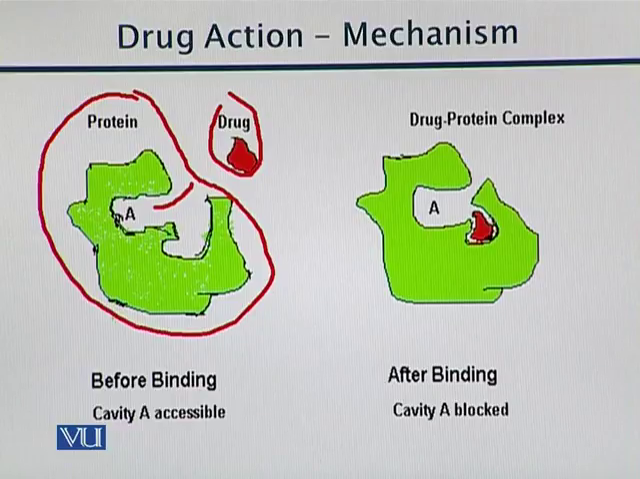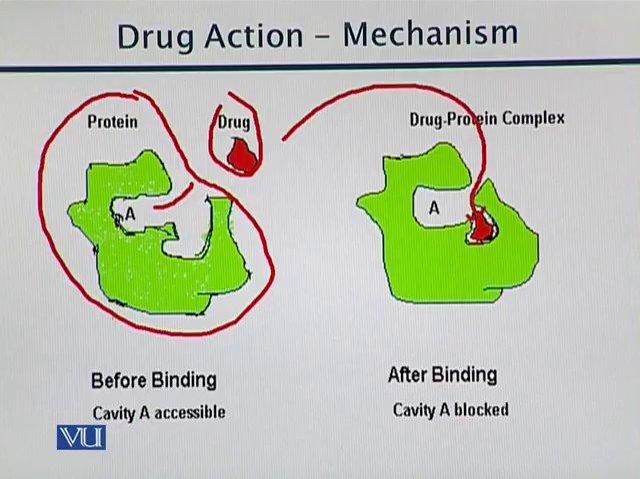So this is before binding of the protein with the drug, the left hand part. What happens after binding? The drug basically moves inside this place, and when it moves inside, this cavity A also gets removed. So cavity A is now blocked. This is a very simple example of drug and protein binding.